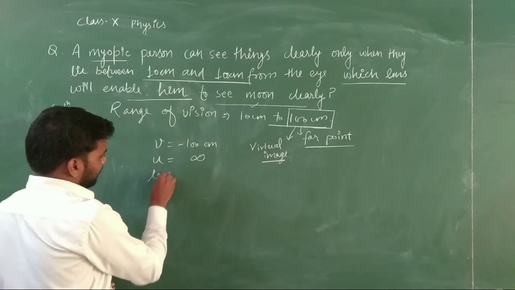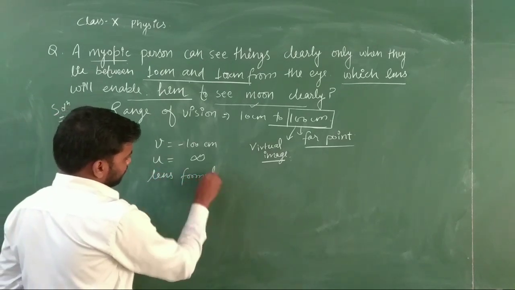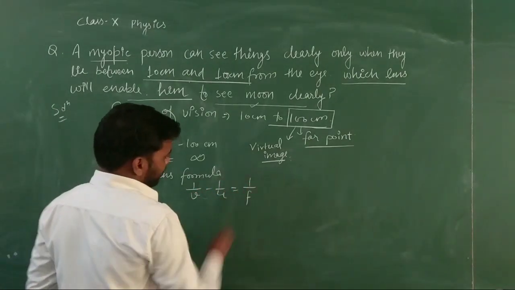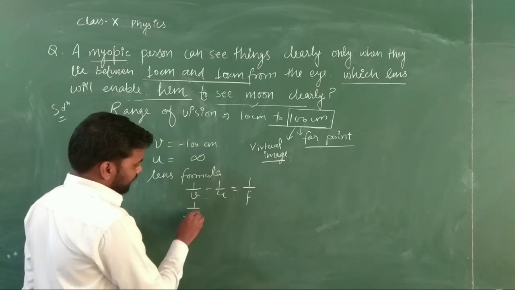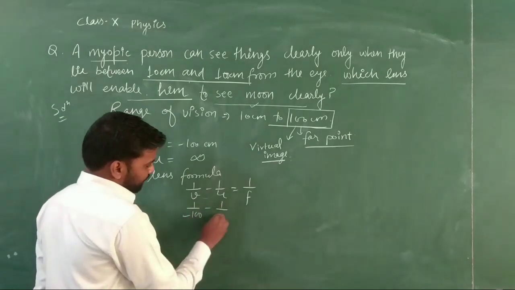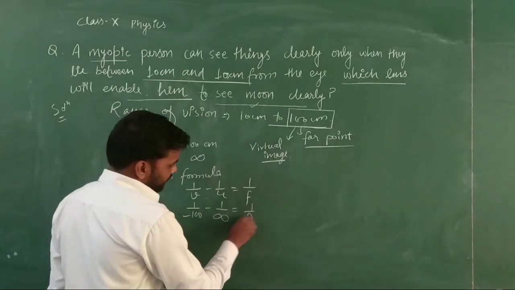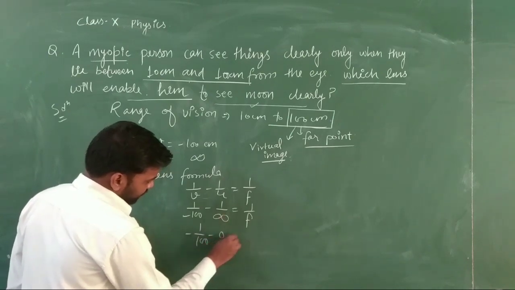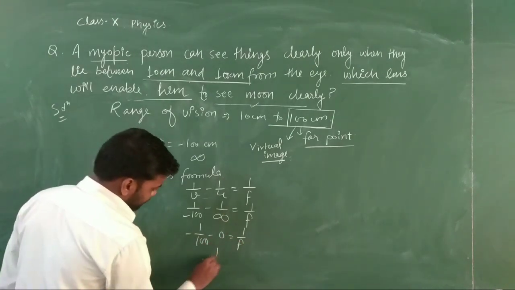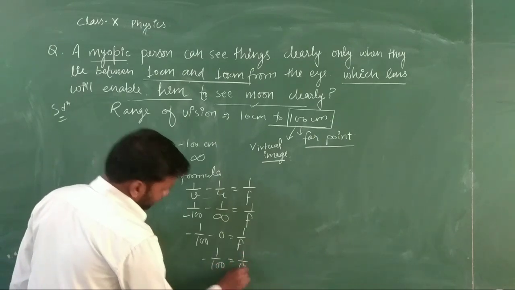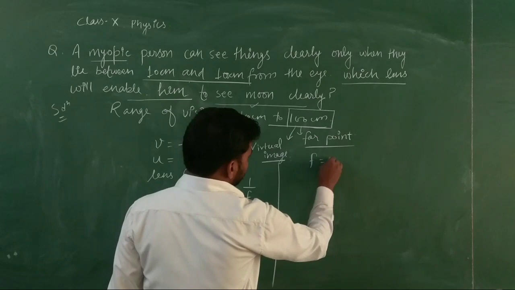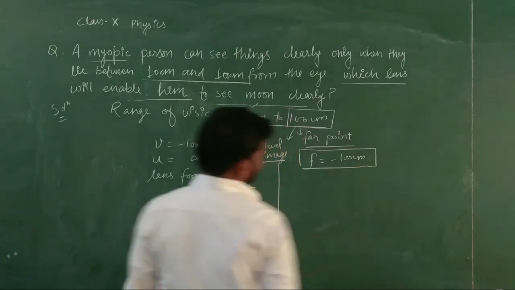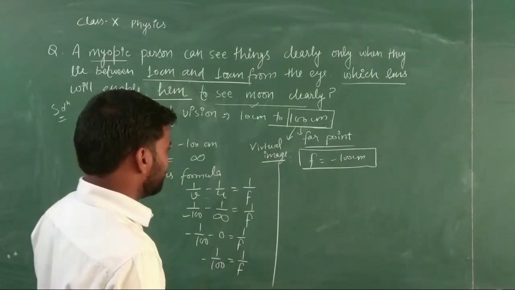So here we will apply the lens formula, that is 1 upon v minus 1 upon u equal to 1 upon f. 1 upon minus 100 centimeter minus 1 upon infinity equal to 1 upon f. Minus 1 upon 100 minus 0 equal to 1 upon f. Minus 1 upon 100 equal to 1 upon f, and f will be minus 100 centimeter. So we need to use a concave lens of 100 centimeter focal length.